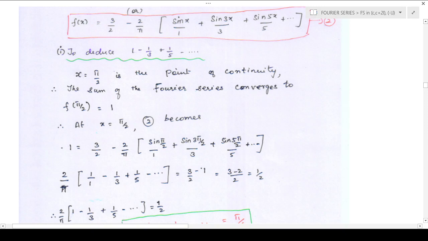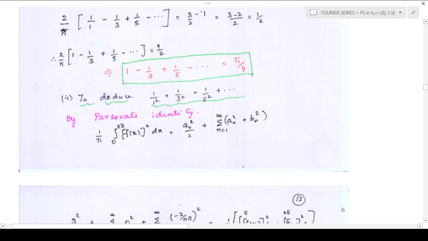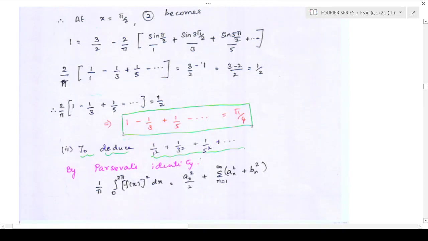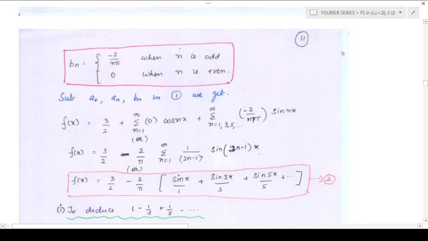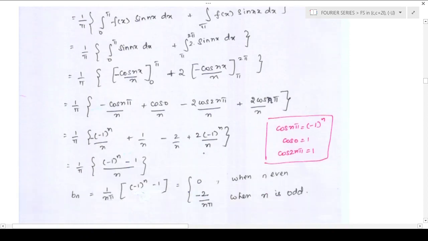Then this 3 by 2 minus 1 it will be, take minus 1 to the other side. Then if you simplify, you will be getting this value, children. Then when to use Parseval's identity, you should know. See here, in your an, bn, what you are having, an is 0.